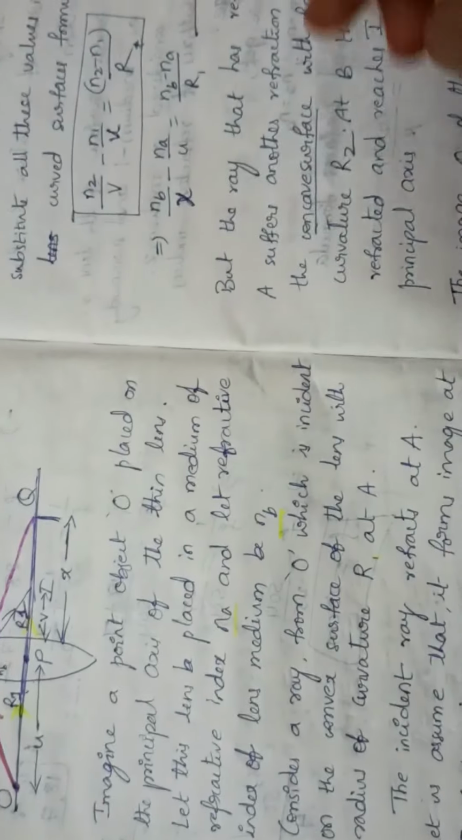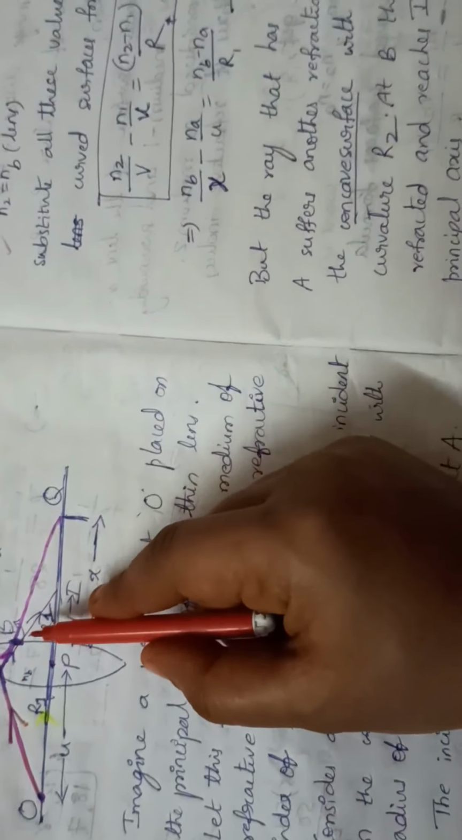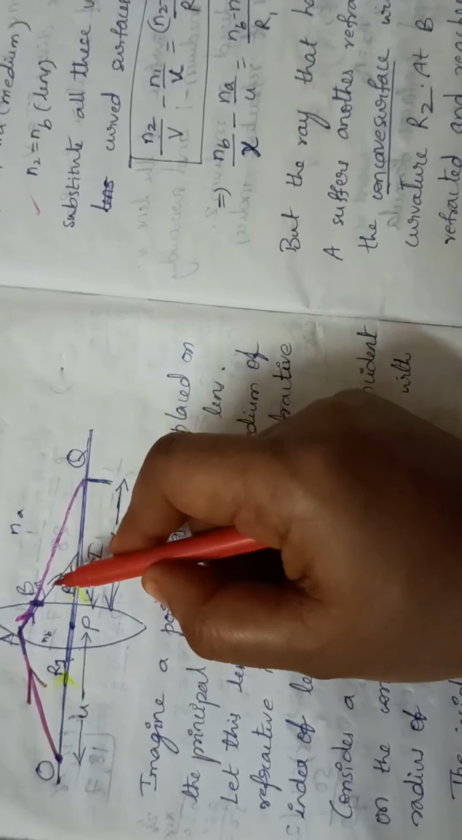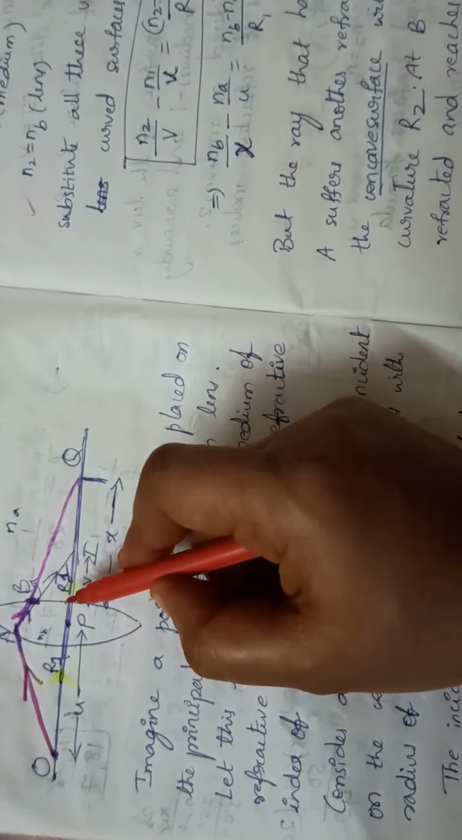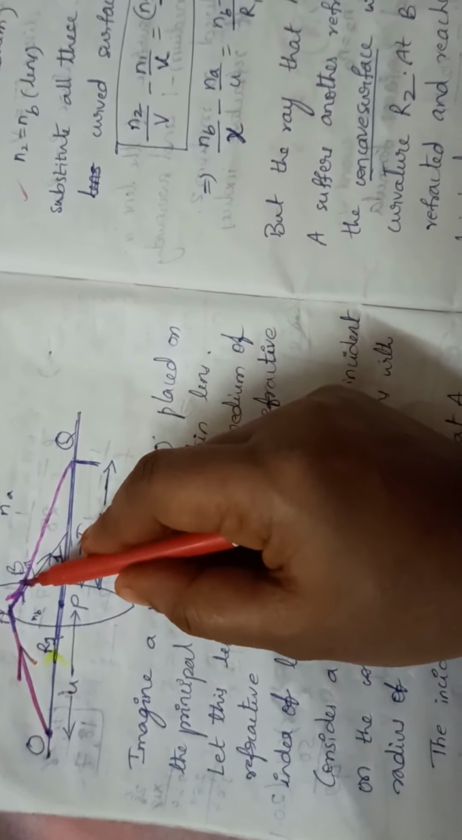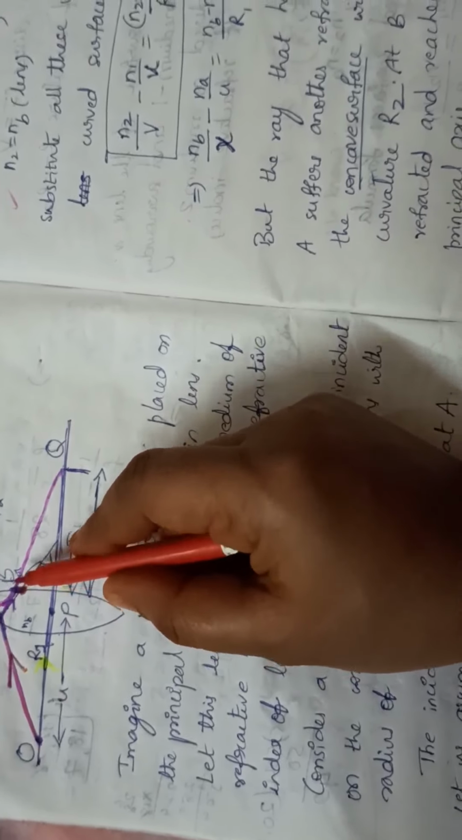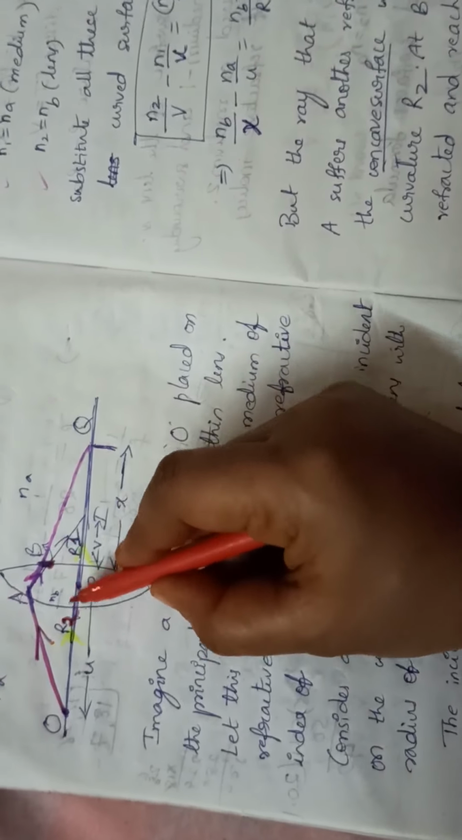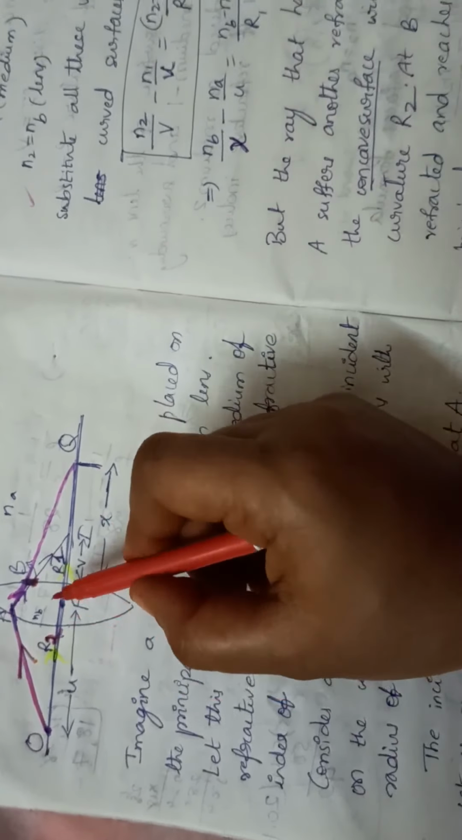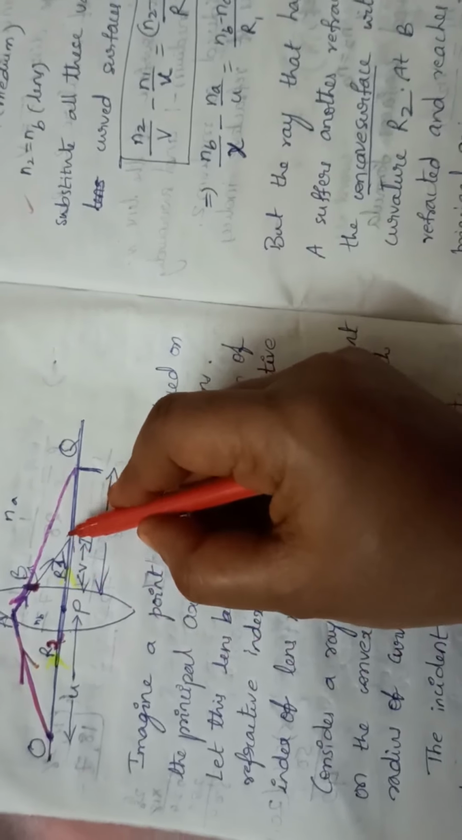One more thing I want to explain to you, children: the ray that has refracted through one surface suffers another refraction at the other surface of the lens. Here we have the concave surface, another part of the lens. So it suffers another refraction at B, with respect to the concave surface, with radius of curvature R2. So this concave surface radius of curvature we are considering as R2. At B the ray is refracted and reaches I.